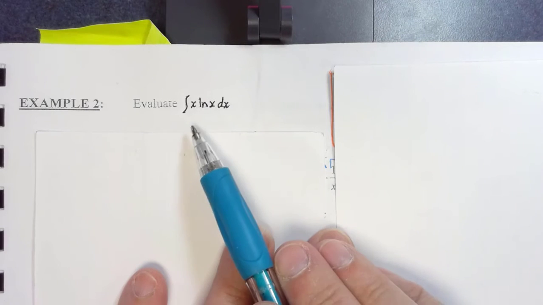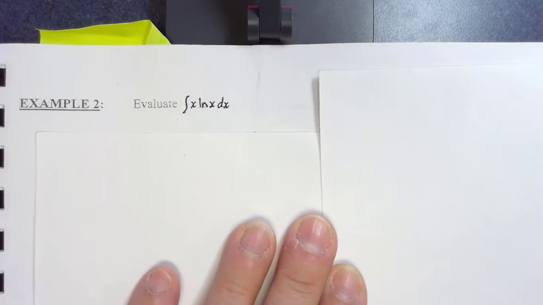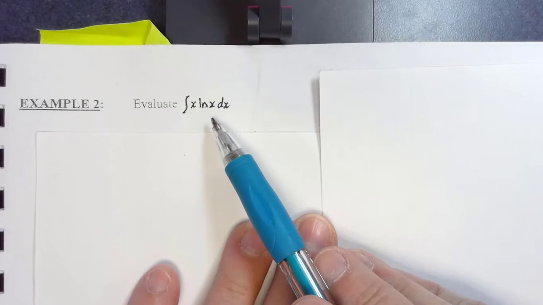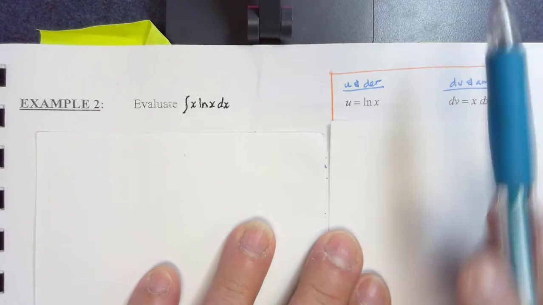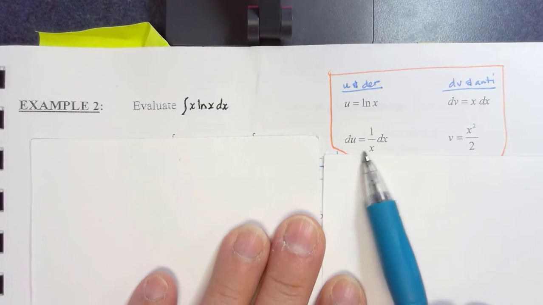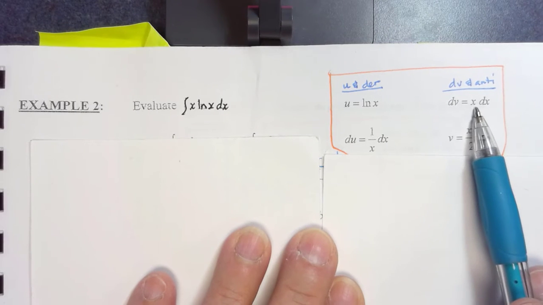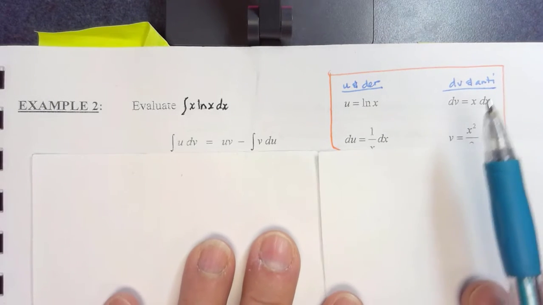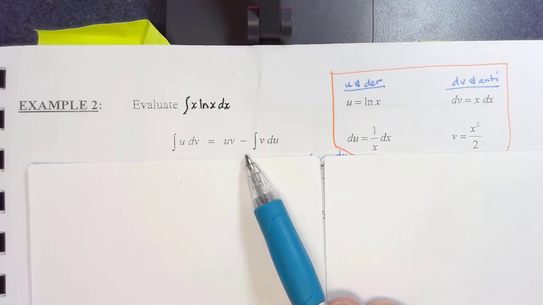Now we're going to look at the integral of x times the natural log of x. We have to choose one of these to be our u and one of them to be our dv. Since we do not know how to anti-differentiate natural log of x, this needs to be our u. So our u is natural log of x, and its derivative would be 1 over x dx. And our antiderivative is dv equals x dx, and we know how to anti-differentiate that. And here we go. So we are going to make our substitution now.